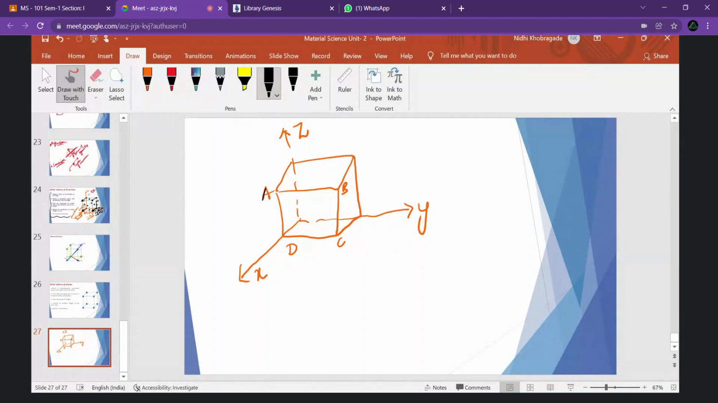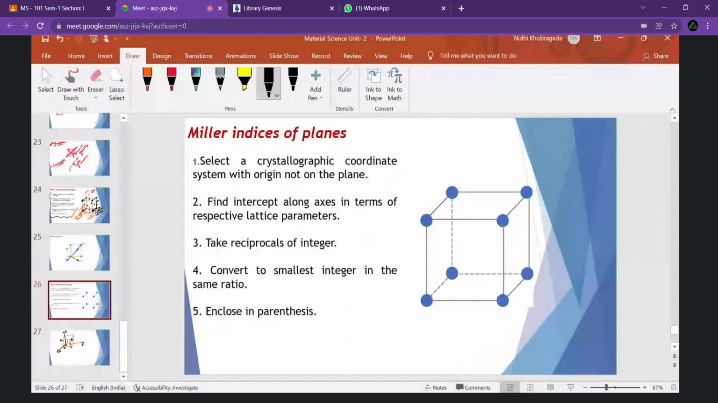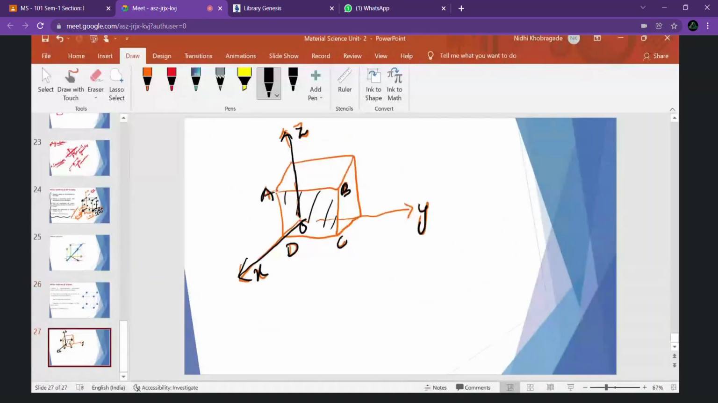Okay, so this is our particular plane. Here our origin is this. This is on the direction of x, this on the direction of y, and this on the direction of z. According to the steps for Miller indices of planes, step number one is we have to select the origin, and that particular origin should not lie on the plane which we are considering. Suppose we have considered this as our origin.